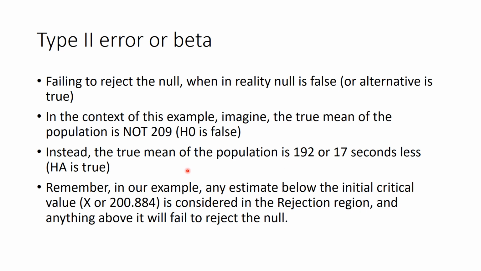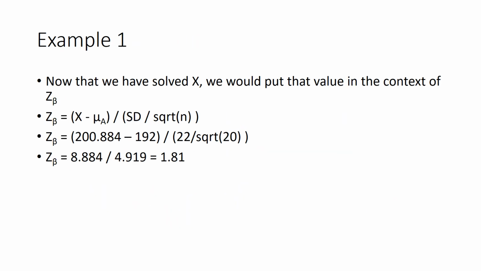Remember, we said that any estimate below our initial critical value, or our x bar, which was 200.88 seconds, is considered in the rejection region, and anything above it will fail to reject the null. Now that we have solved x, we would put that value in the context of z beta and that formula. So you can go over the calculations, but our z beta would be 1.81, and that's a positive value.